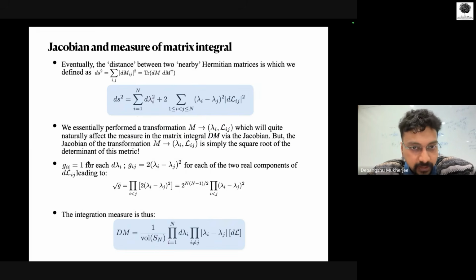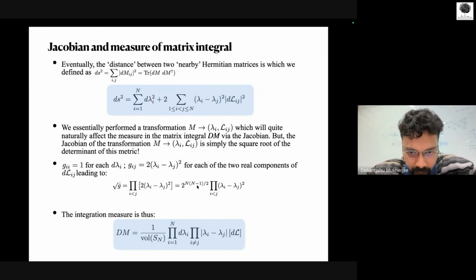Now look what the metric is. Along the eigenvalue direction, it's simply 1 for every d lambda i component, and for every d li, it's this gij. So this is for each of the two real components, one coming from the real part, another coming from the imaginary part. When you compute the square root of it, there is actually a factor of this object whole square, because half of it comes from the real part, half of it comes from the imaginary part. When you take a square root of it, you end up with 2 times (lambda i minus lambda j) square.